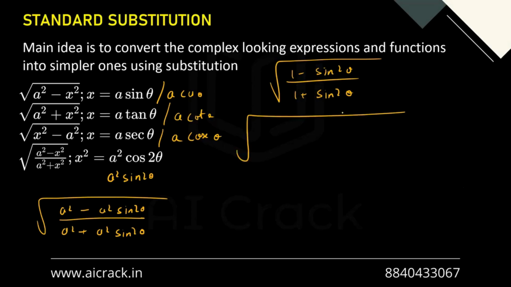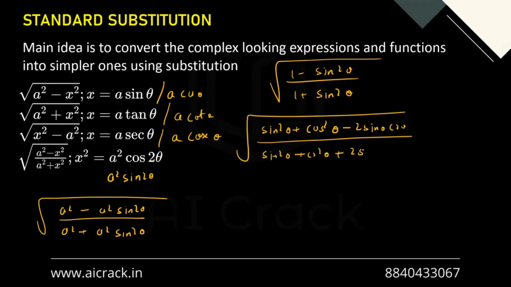Now this can be written as sine square theta plus cos square theta minus 2 sine theta cos theta divided by sine square theta plus cos square theta plus 2 sine theta cos theta, right? So what we have done is we have converted 1 as sine square theta plus cos square theta and sine 2 theta as 2 sine theta cos theta, right?